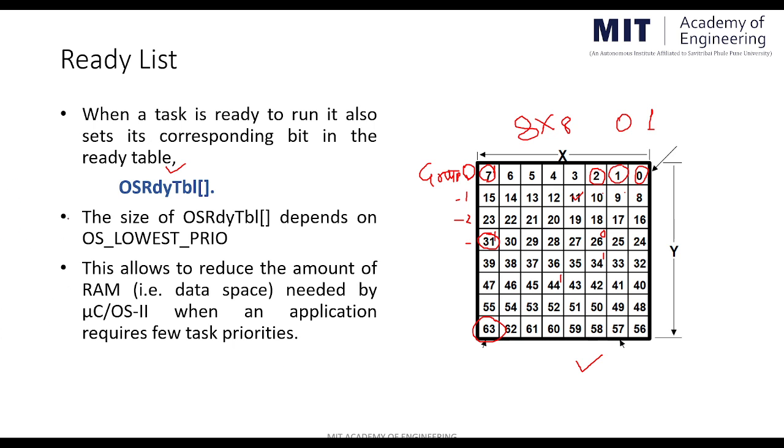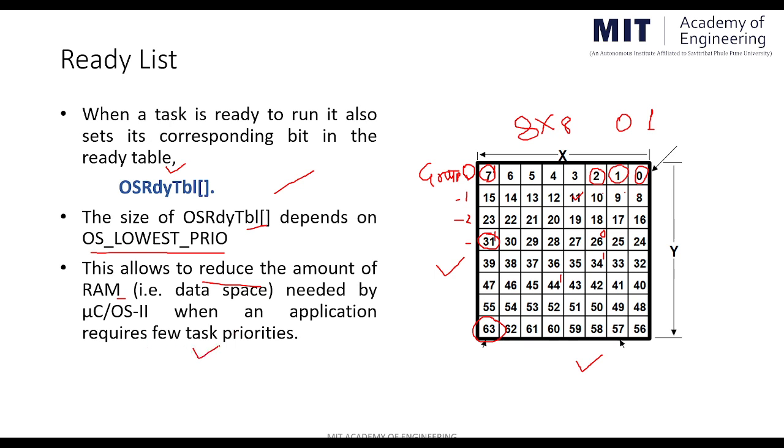Hence we can say that the size of the OSRdyTbl depends on OS lowest priority. This is the maximum table, because MicroC/OS-II can support 63 tasks, but the size can vary according to the OS lowest priority value. That numerical we will see in the next slide. This allows us to reduce the amount of RAM, that is data space, needed by MicroC/OS-II when an application requires only a few task priorities.